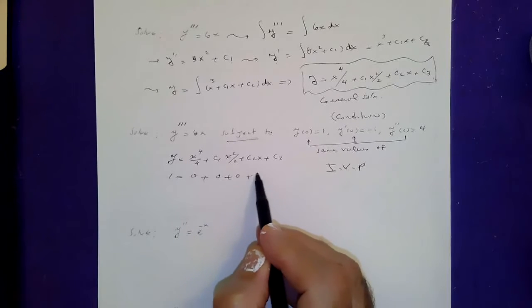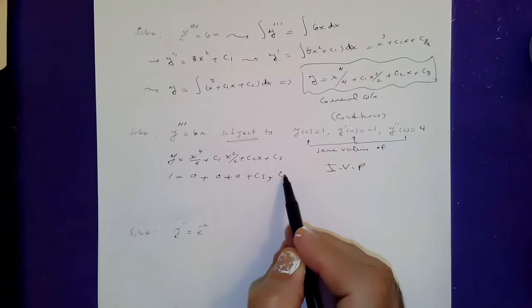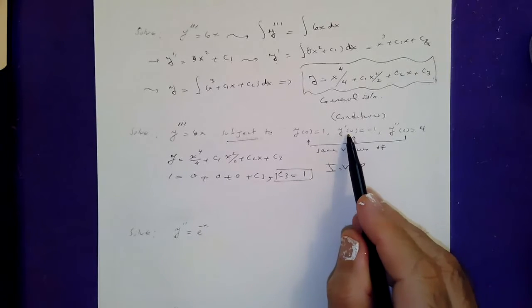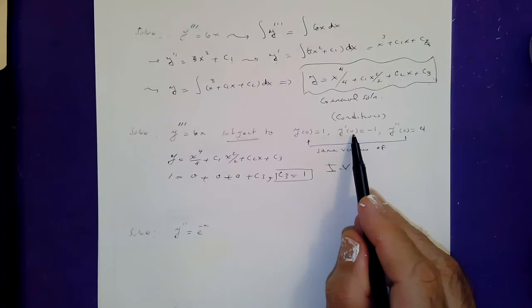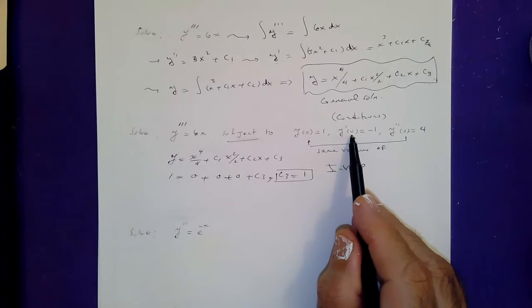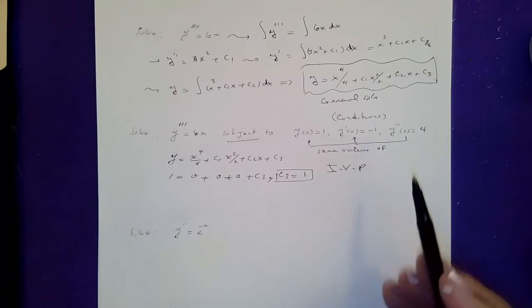So that just tells us what? C3 is equal to 1. Here it says when you take the derivative of the solution you came up with and replace the x's with 0, y prime should be -1.